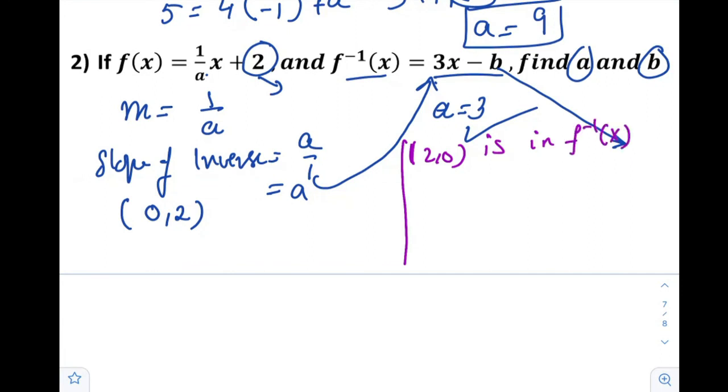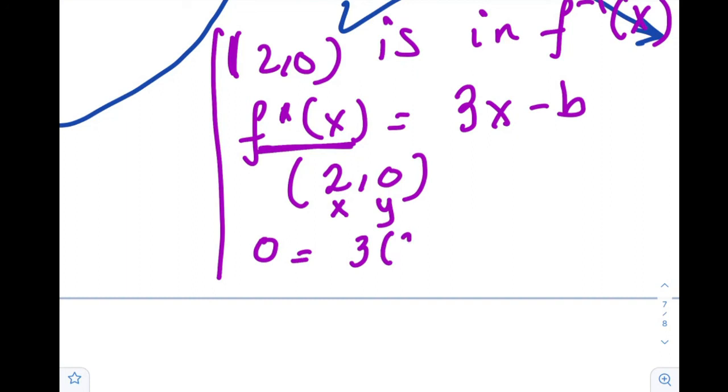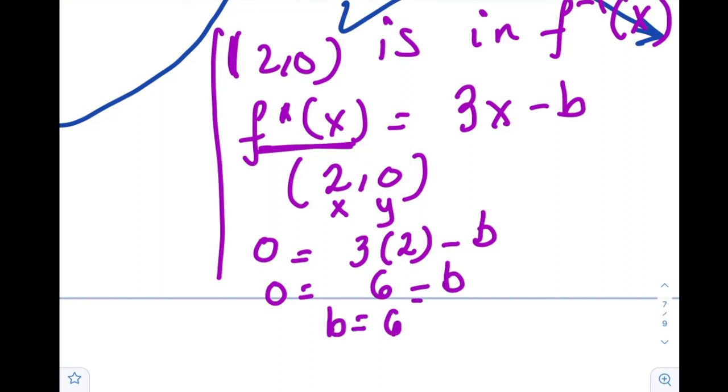So we now know that f inverse of x, which is equal to 3x minus b, includes the point (2, 0). So let's replace. This is my x and this is my y for the inverse. My y here is 0, equal to 3 times 2 minus b. So 0 is 6 minus b. That means my b is 6 definitely.